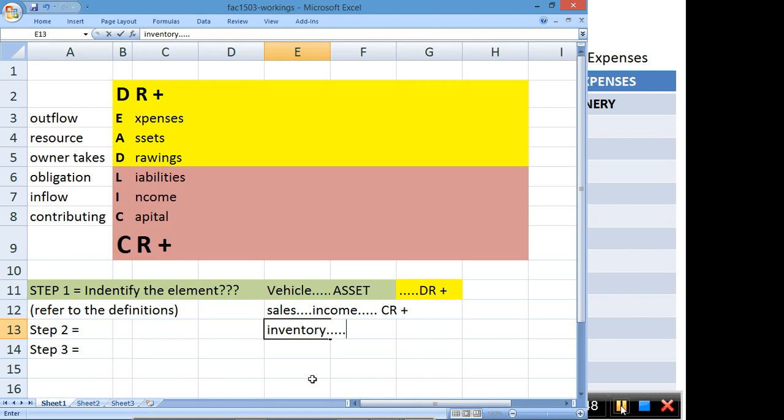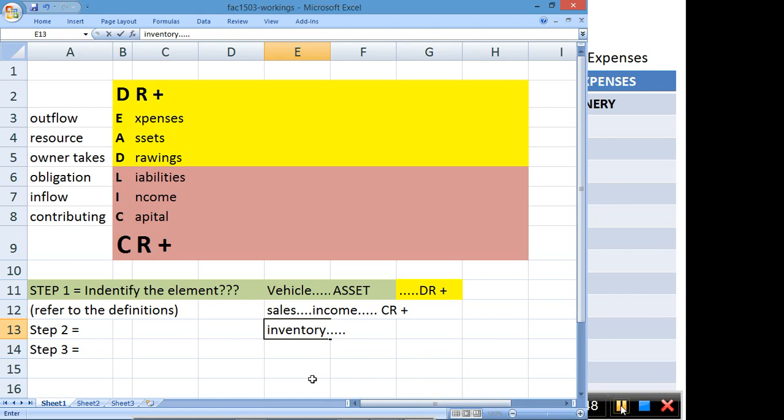Inventory is goods that you're going to sell. So inventory is goods that we're going to sell. Inventory is what definition? What does it meet? Future benefit. Okay, so do you agree inventory?